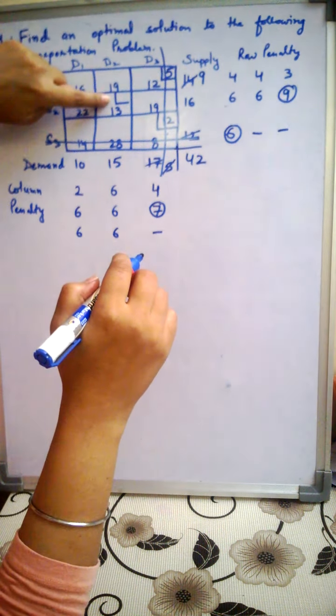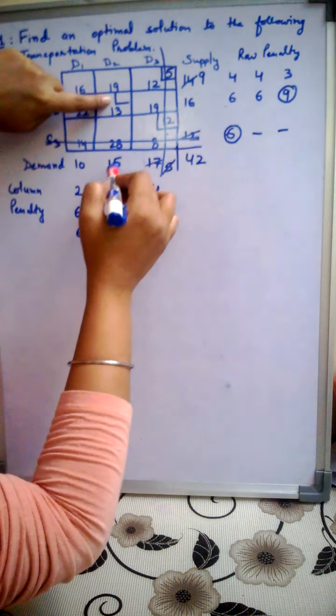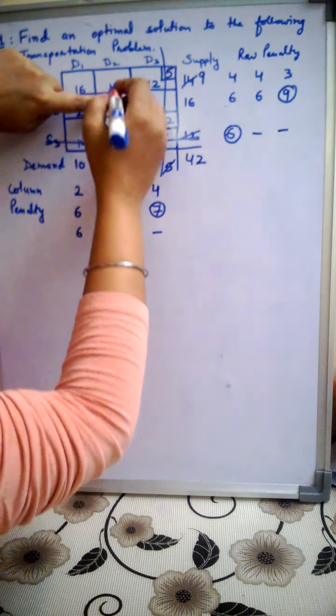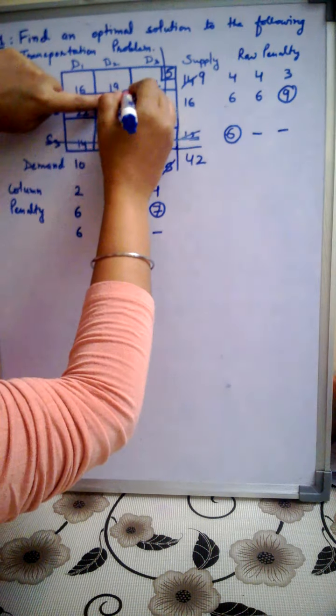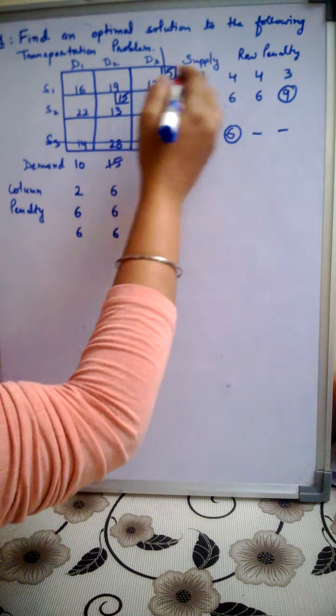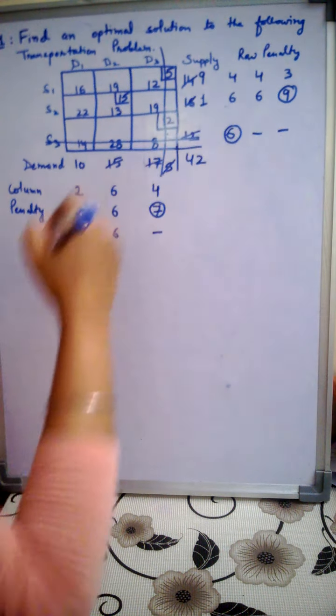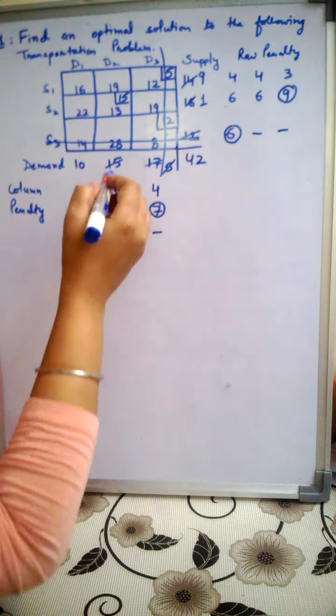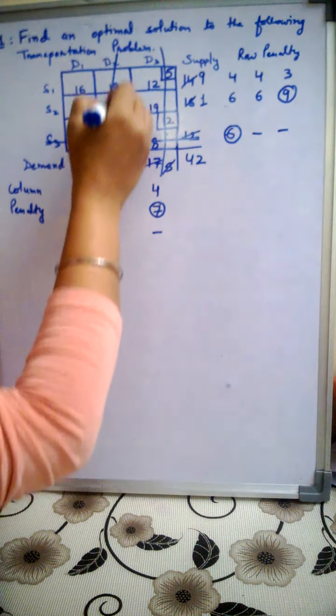Now corresponding to this cell, supply is 16, demand is 15, minimum of 15 and 16 is 15. 15 units we have allocated here. This is over. Out of 16, 15 has been transported. We are left with 1 unit here. At this step, since this demand is over, so we'll cancel off this column.